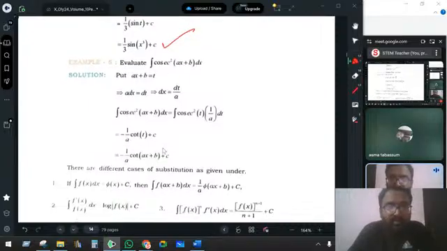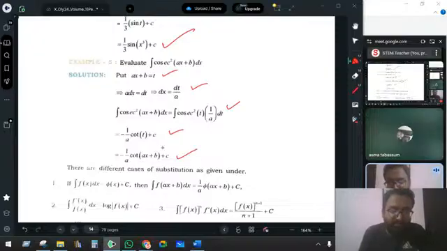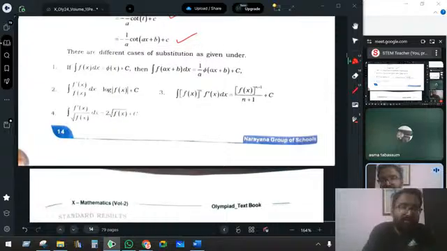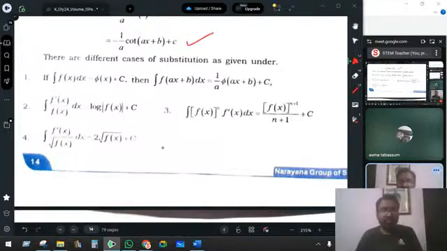Similarly here, he took ax plus b equals t, and so on. Simplify, simplify, simplify. These are the most important. You should remember, they are the milestone formulas to remember.